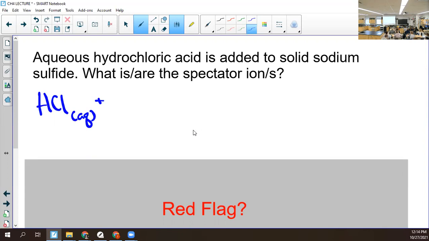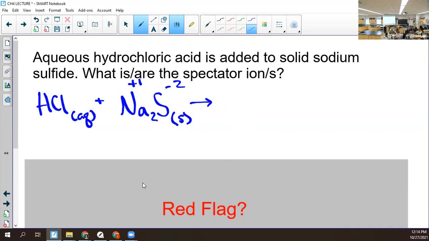Then we have solid sodium sulfide. So sodium is Na, sulfur is S, sulfide means it's S minus 2, and sodium is plus 1. So Na2S solid. How are we doing so far? Who had that part right?